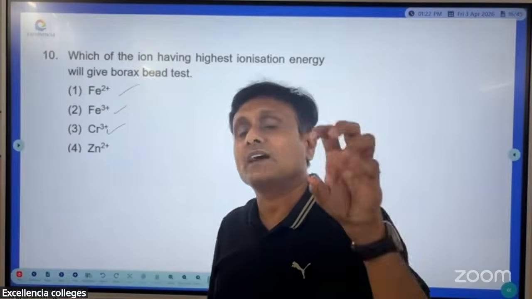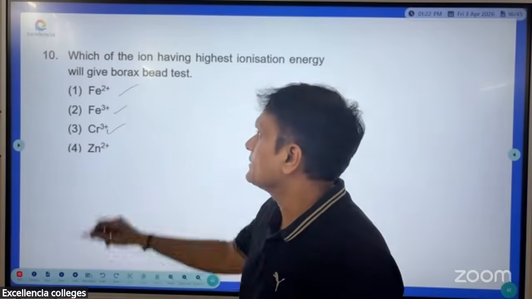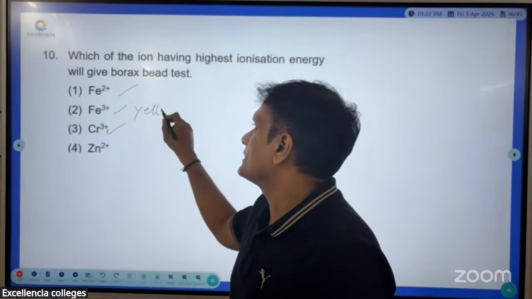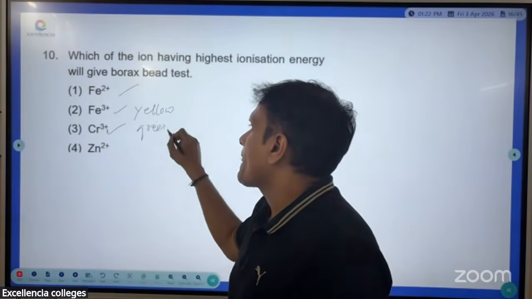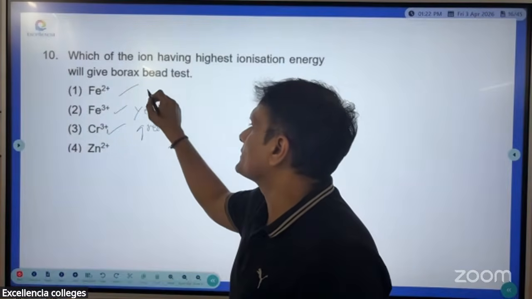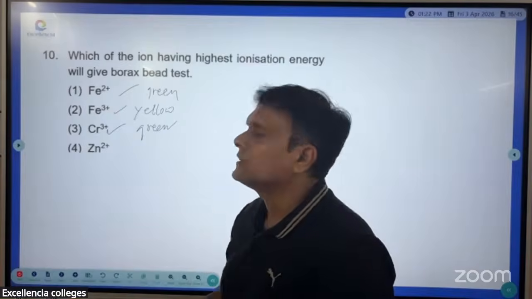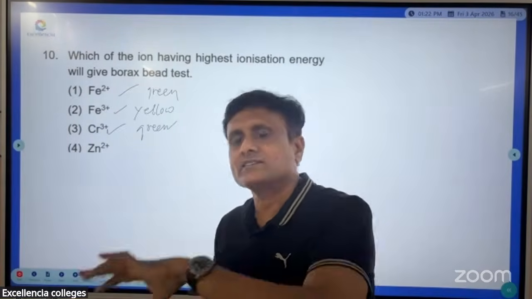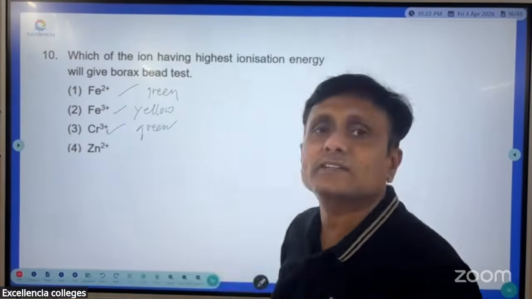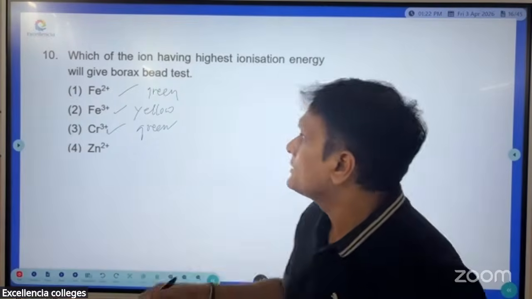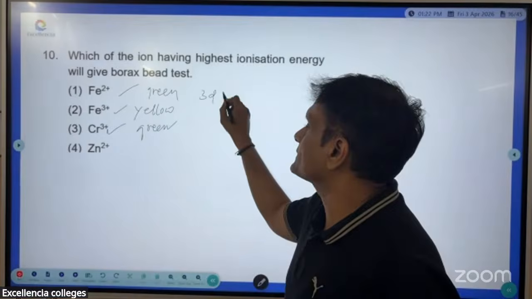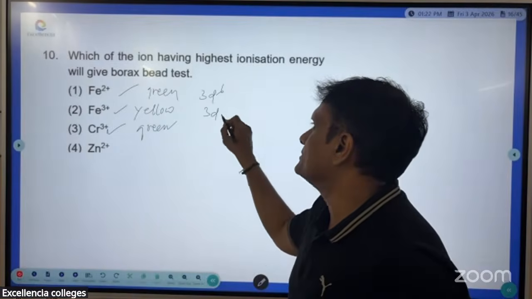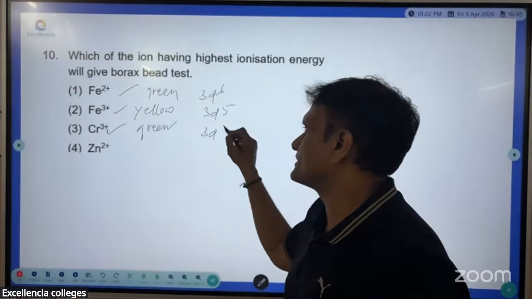Now, when you talk about the ionization energy, you all know that, right? Iron plus 3 gives rise to yellow color. This is green, and this is also green in color, isn't it? Right? Now, when we talk about the third highest ionization energy, you have to write the electronic configuration for that. You see, this is 3d6, plus 3 is 3d5, or this may be 3d4 or 3d3, whatever.